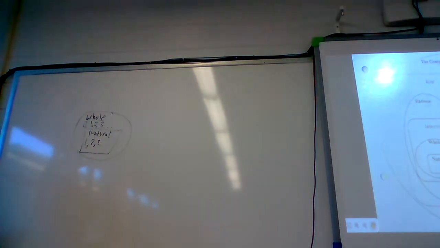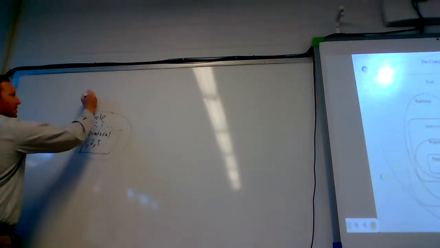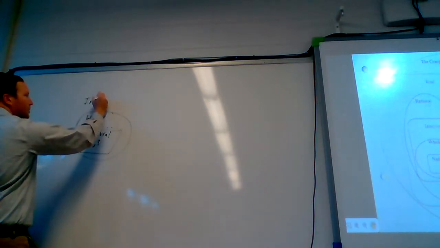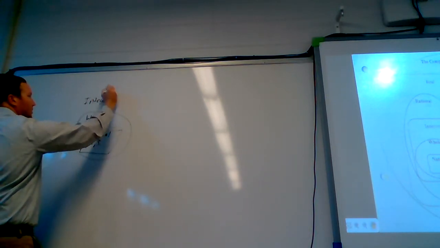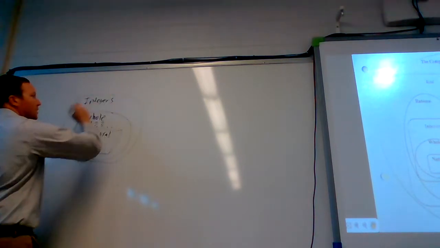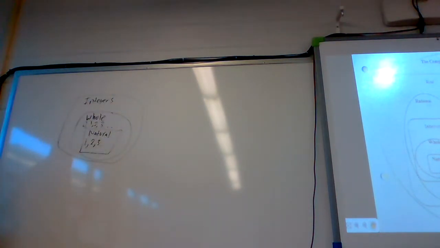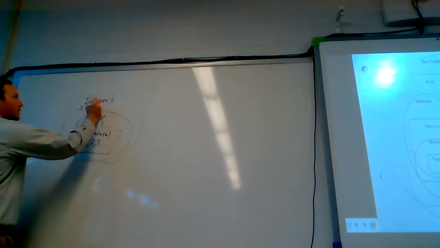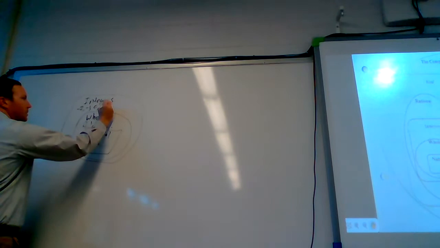Okay. Now what about integers? Again, getting a little bit bigger. It's going to include our whole numbers and our natural numbers. Negatives. -2, -1, 0, 1, 2.